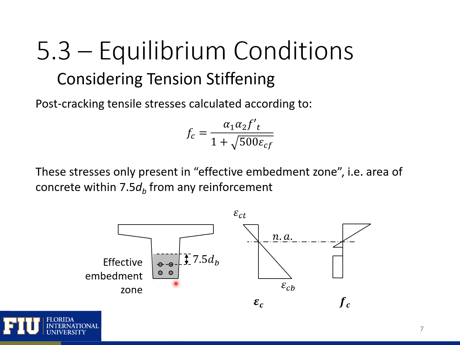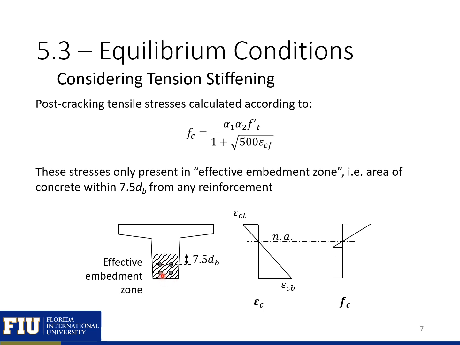So we have what's called an effective embedment zone, and this includes a distance 7.5 times the diameter of the bar or pre-stressing strands to the edges of this effective embedment zone. So here in the figure shown, 7.5 d_b to the top would be the top of the effective embedment zone, and we're assuming that 7.5 d_b is greater than the distance between the center of the strands and the cover. So the bottom of the beam is the other boundary for the effective embedment zone.